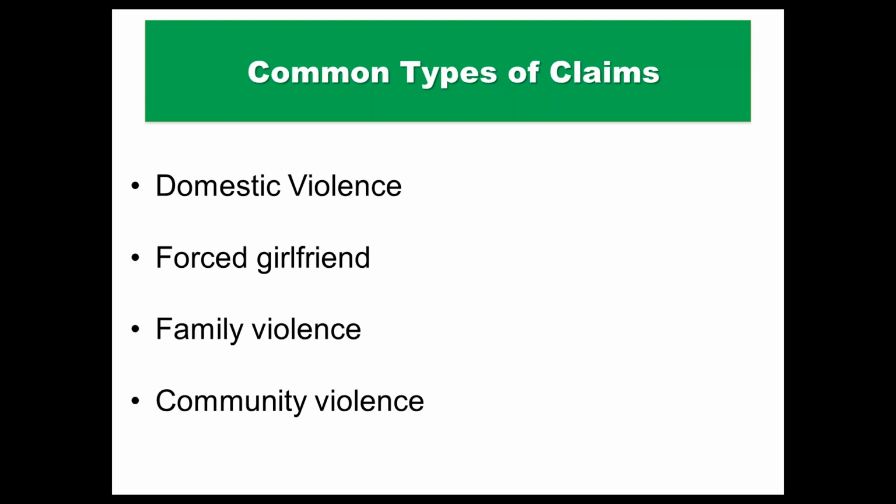But again, the most common types of claims that we're seeing that are gender-based coming from Central America and Mexico are, first, a standard domestic violence claim. So this could be somebody who is married to an abuser, or someone who's in a relationship that's not a marital relationship with an abuser.